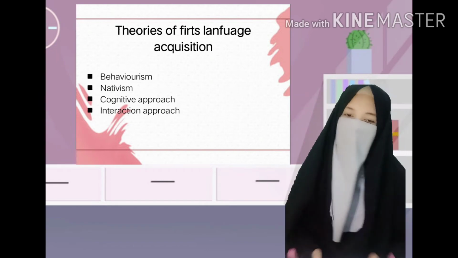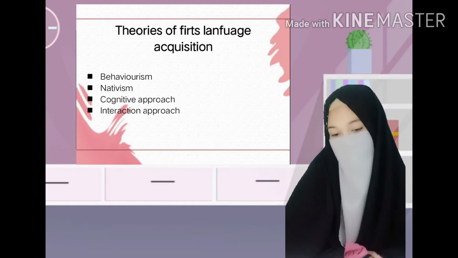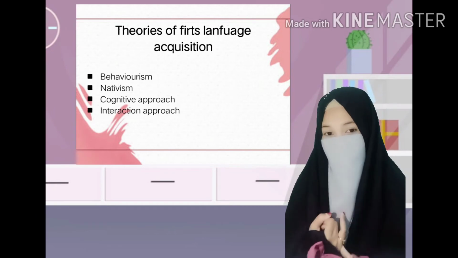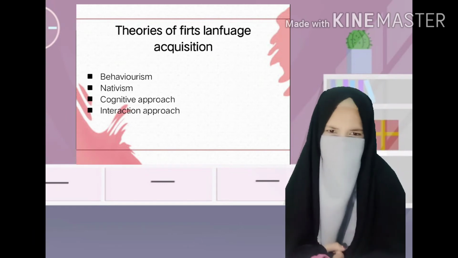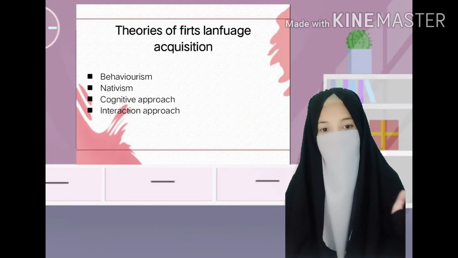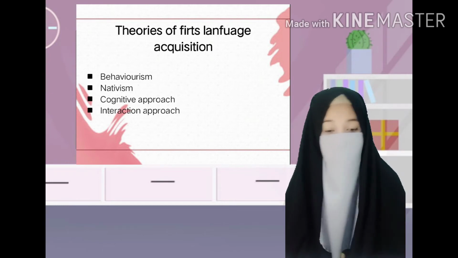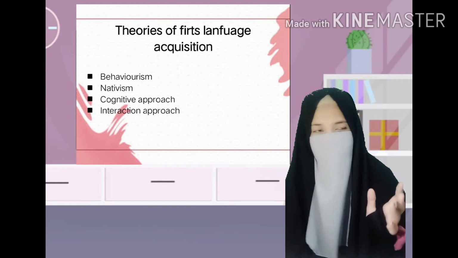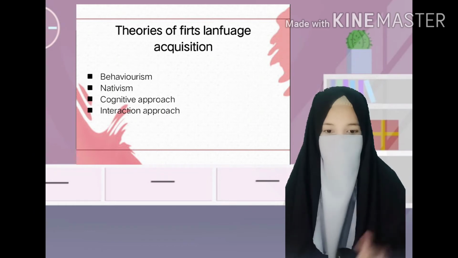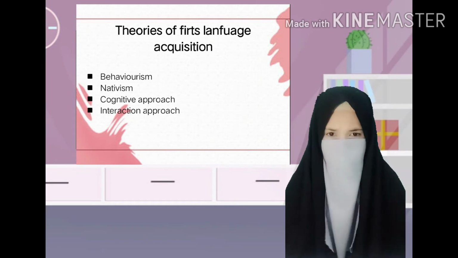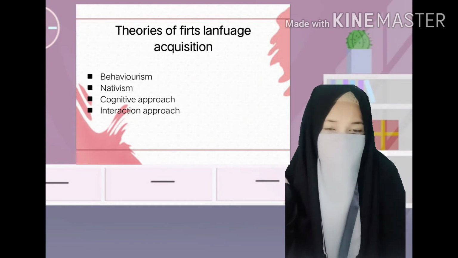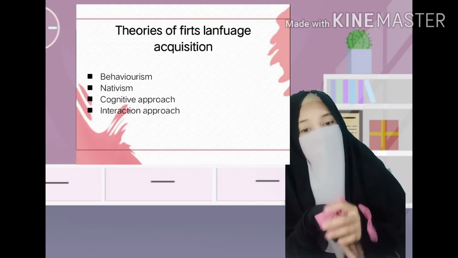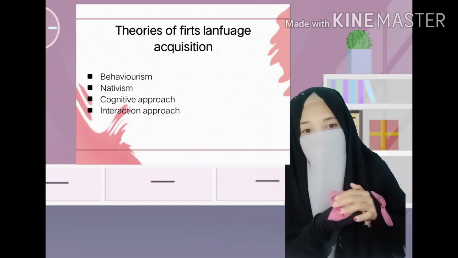According to Piaget, there are several stages of cognitive development. The first, from birth until 2 years old, is the sensorimotor stage. And second, from 2 until 7 years old, is the preoperational stage. And the third, from 7 until 11 years old, is the concrete operational stage. And the last, from adolescents until adults, is the formal operational stage.